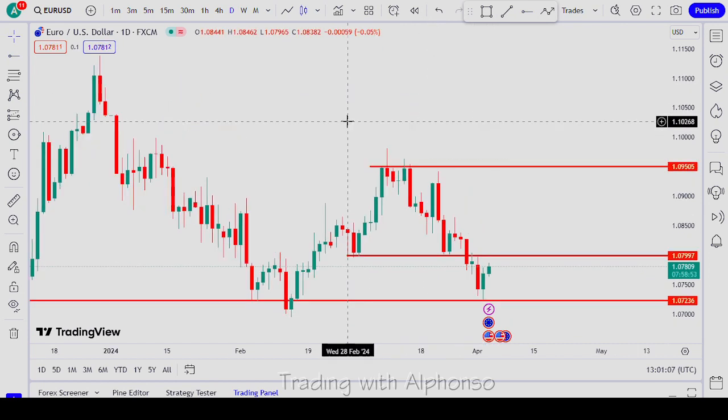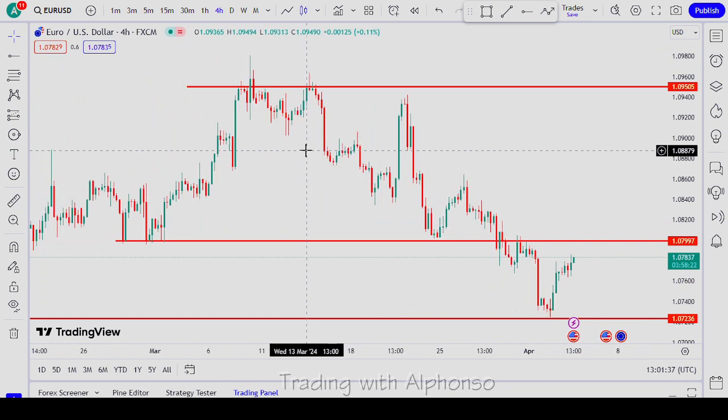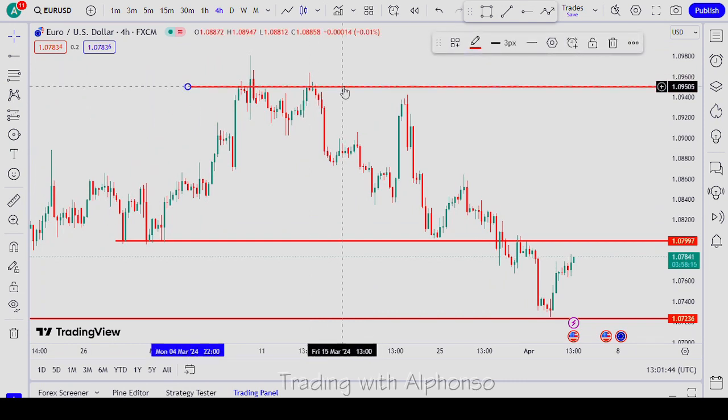Let us now go to the 4-hour time frame and see what the market is currently doing. This right here is what we call top-down analysis. So you analyze your market from a higher time frame as you go to the lower time frame to look for entries. So that is what we call top-down analysis.